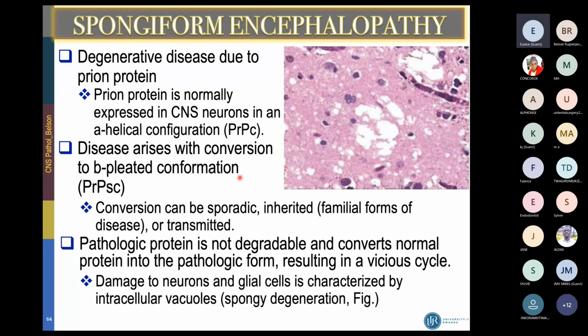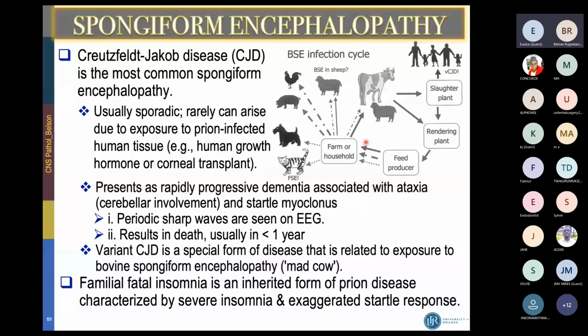So the pathological protein is able to convert normal protein into its form, resulting in a vicious cycle. There will be damage to neurons and glial cells, characterized by intracellular vacuoles and spongy degeneration. You see the white areas here filled with vacuoles inside the brain. One subtype of this spongiform encephalopathy is Creutzfeldt-Jakob disease, which is the one known as mad cow disease.